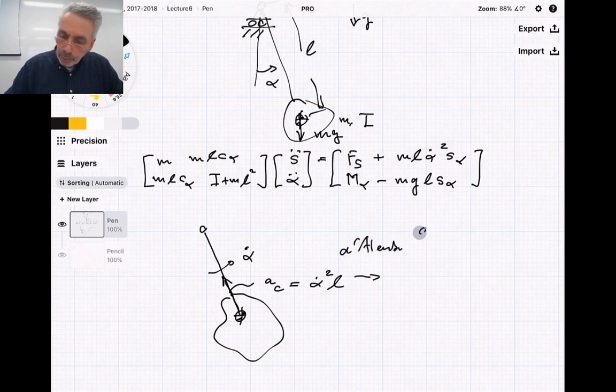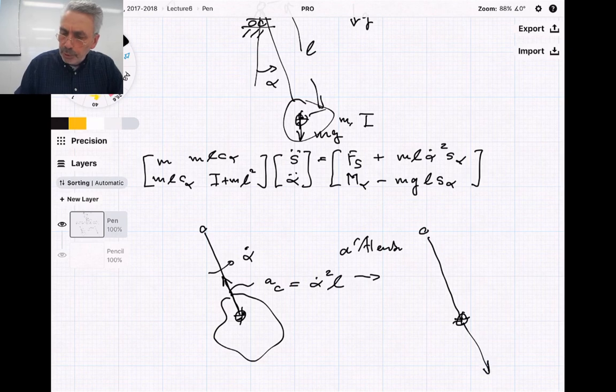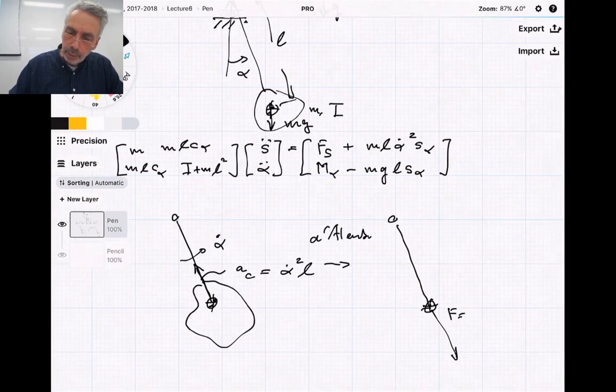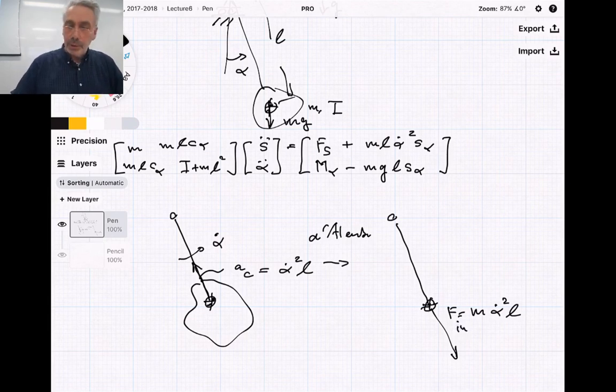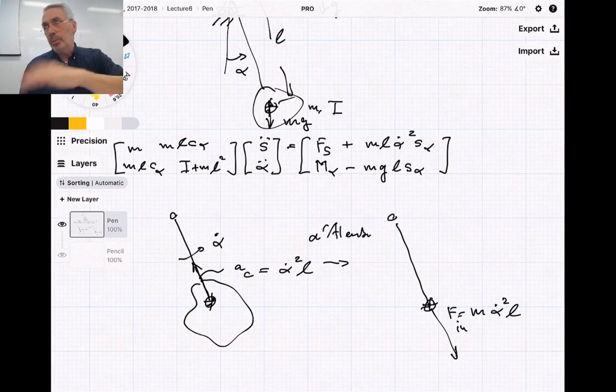according to D'Alembert, that's what we did all the time, that's a force, and then the force is in the other direction, right? So apparently there's a force like this, and that force is equal to, what is it equal to? Mass alpha dot squared times L. That's the D'Alembert force. Maybe I put an inertia on it. That's the inertia force. It was minus, and I put the minus because I flipped it.